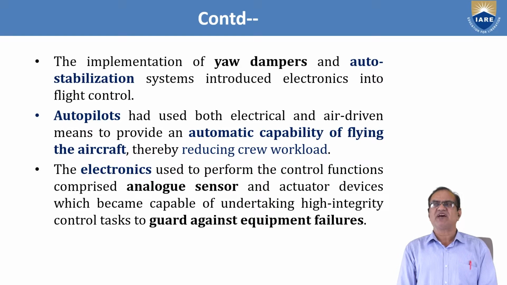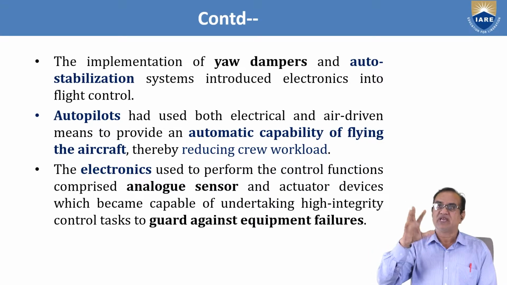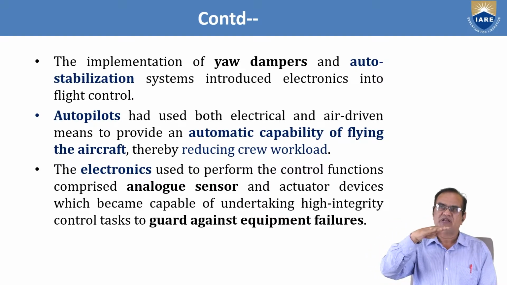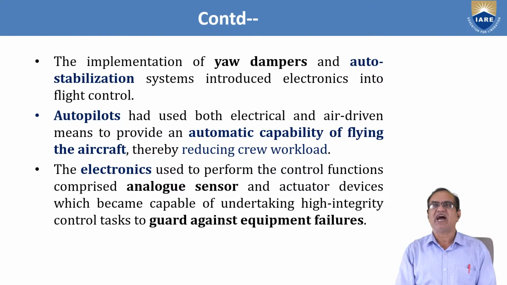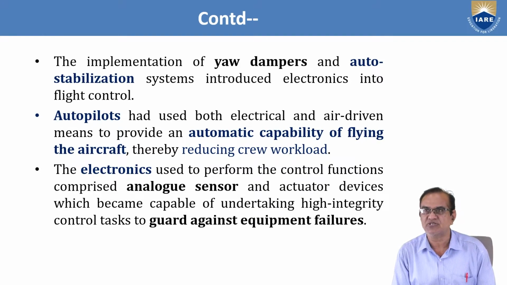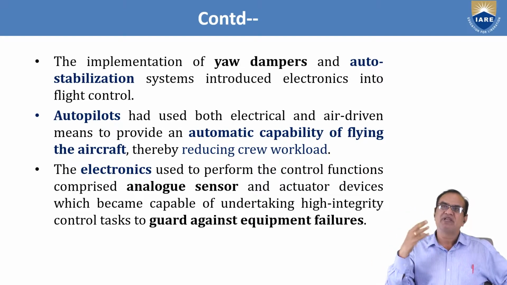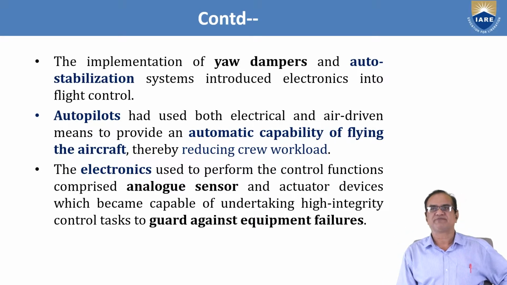The implementation of yaw damper and the auto stabilization system introduced electronics into the flight control. So this yaw damper is used so that Dutch roll should not be there, and auto stabilizing system introduced electronics into the flight control. So slowly, previously it was only wire, after that pulley wire, then hydraulic system came. After hydraulic system, the electronic system was introduced.